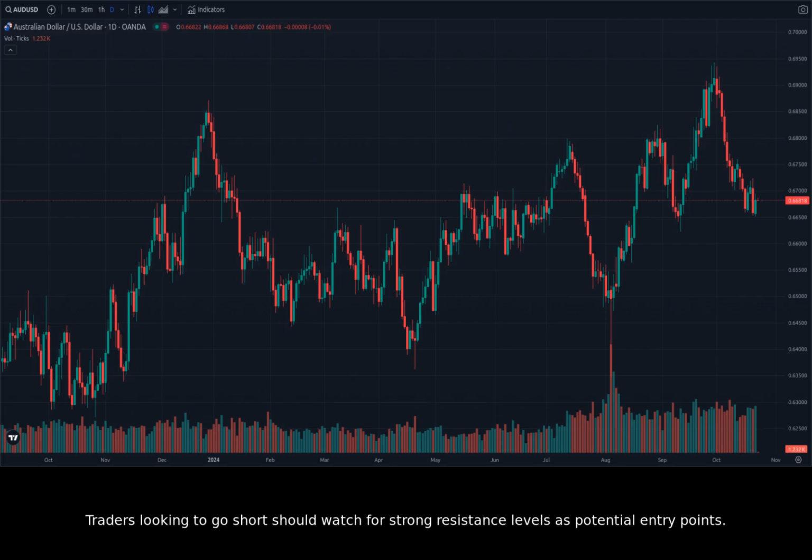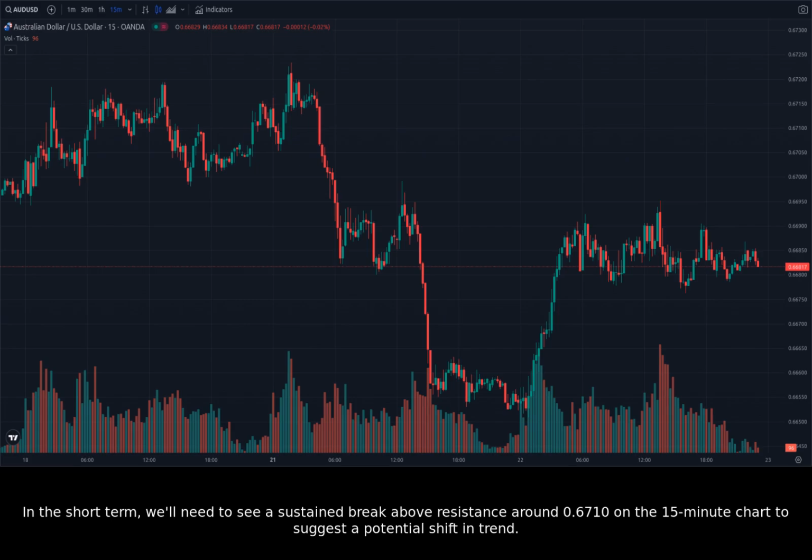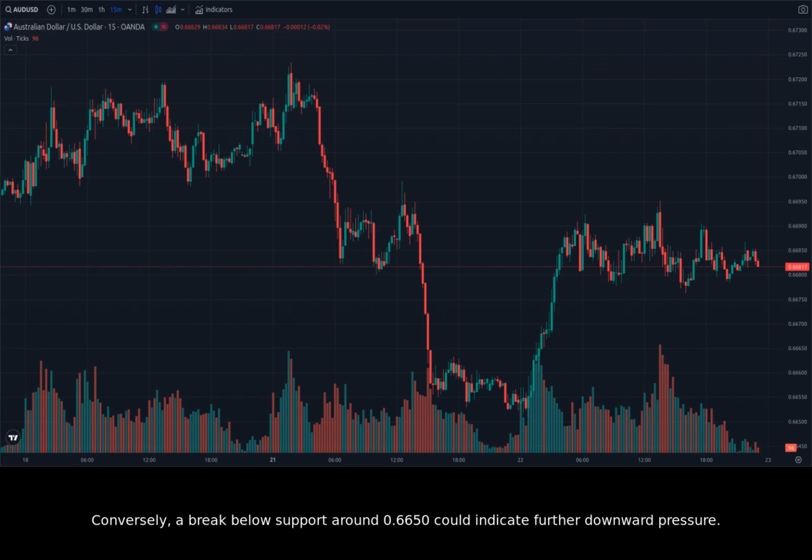Traders looking to go short should watch for strong resistance levels as potential entry points. However, traders need to be prepared for potential short-term rallies. In the short term, we'll need to see a sustained break above resistance around 0.6710 on the 15-minute chart to suggest a potential shift in trend. Conversely, a break below support around 0.6650 could indicate further downward pressure.